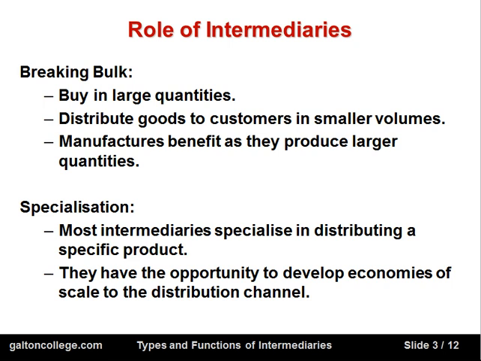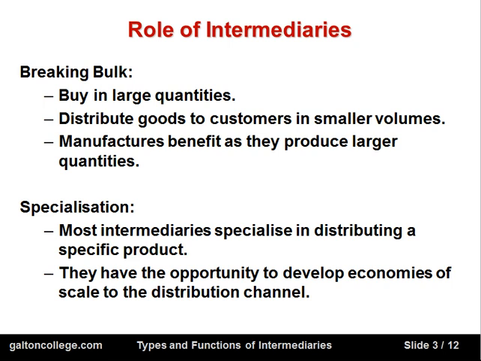So if we look at those three again for a second, they buy in large quantities, so therefore the manufacturer benefits. The manufacturer has large orders from the intermediaries, and that means costs tend to be lower because they're able to tool up once to produce the product. It's more efficient to produce a large quantity than a small quantity, and they distribute the goods in smaller volumes to, let's say, retailers. So breaking bulk is an important function of the intermediary.